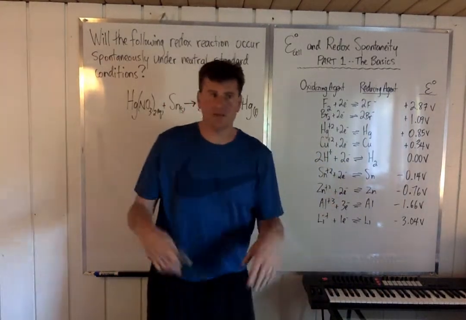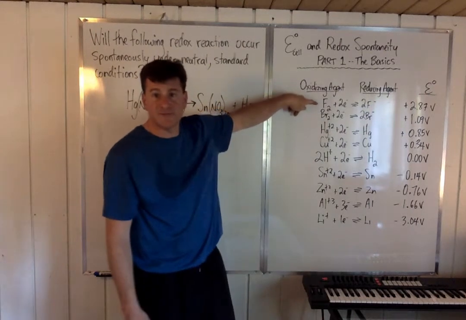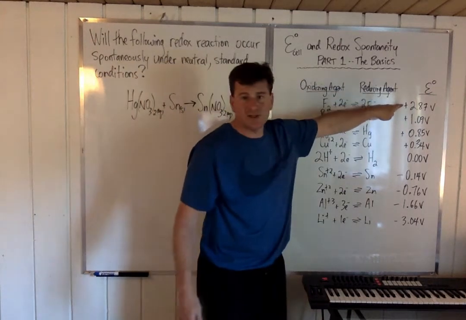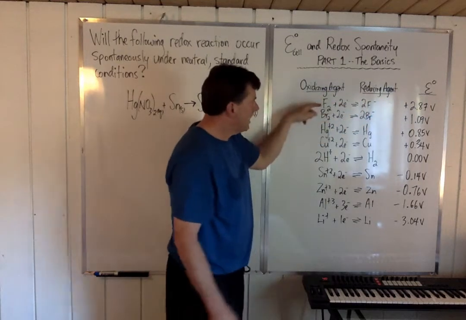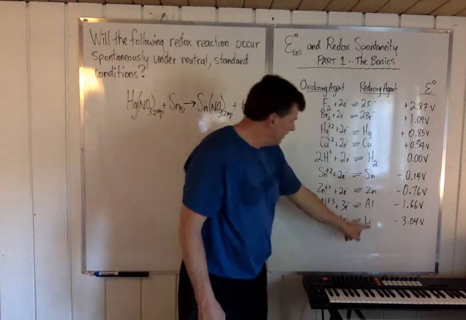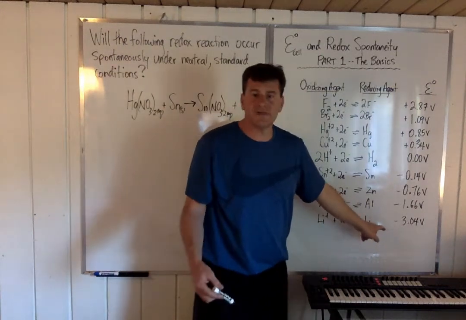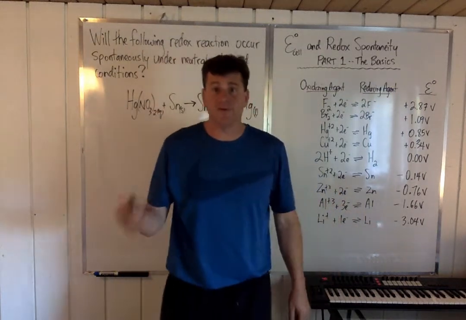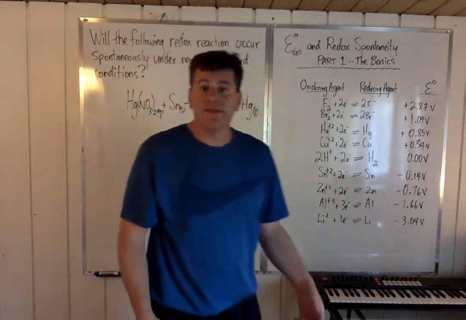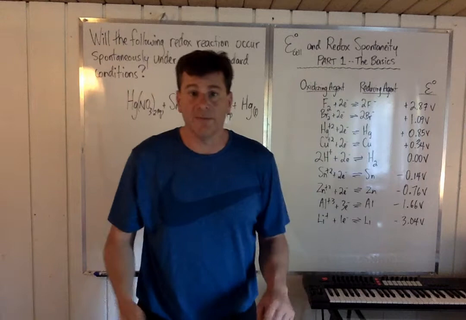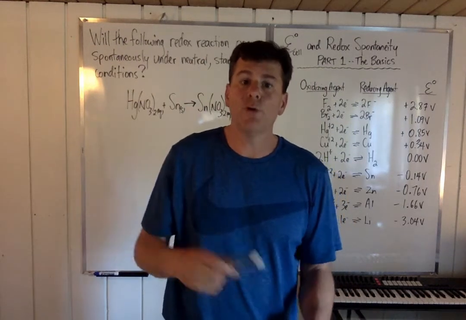So just kind of look at this one. If you know that the F2 relative to hydrogen is plus 2.87, and you know that lithium turning back to lithium plus 1 relative to hydrogen is positive 3.04, because it's the opposite direction, so I put a positive on it, the difference between the two of them would be you add those two things together, because they're both relative to the same standard.